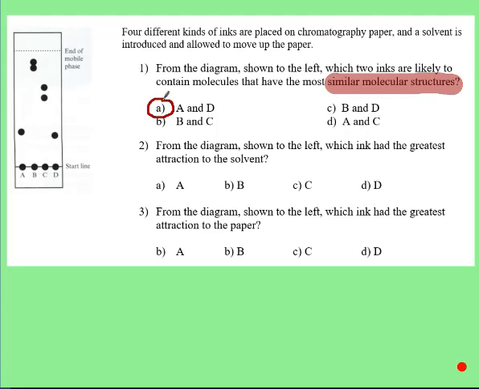And then question 2 and 3 were similar to what we did on the previous slide. So the greatest attraction for the solvent would have traveled the most with the solvent. So the furthest up, and the furthest up was B. And if it had the greatest attraction to the paper, then it would have traveled the least amount. And so that would have been D.